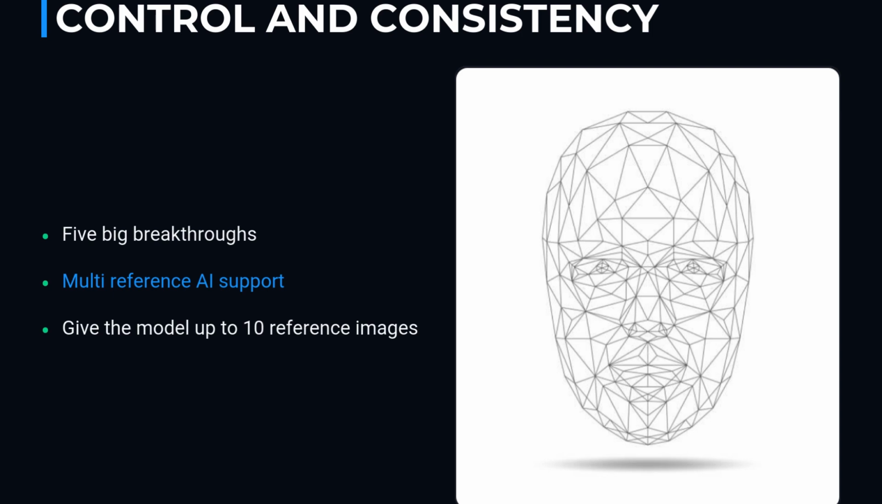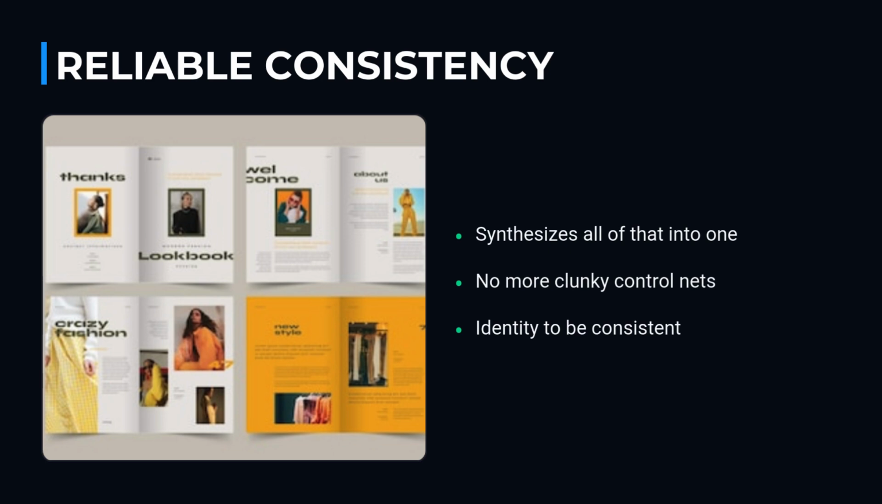Now you can just give the model up to 10 reference images. So like a character sheet, a style guide, maybe a lighting setup. Exactly. And it synthesizes all of that into one coherent output. You get reliable consistency without all the extra work. That's enormous for any kind of pipeline. Think about a webcomic or a marketing team trying to create thousands of product shots. You need that identity to be consistent. Absolutely. No more clunky ControlNets, which was the old solution.